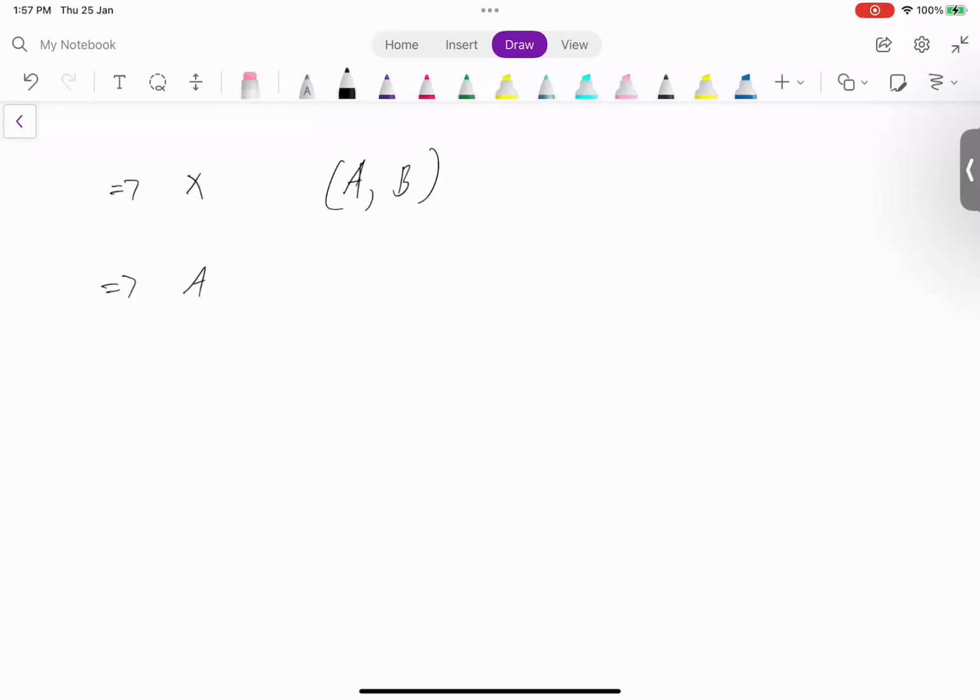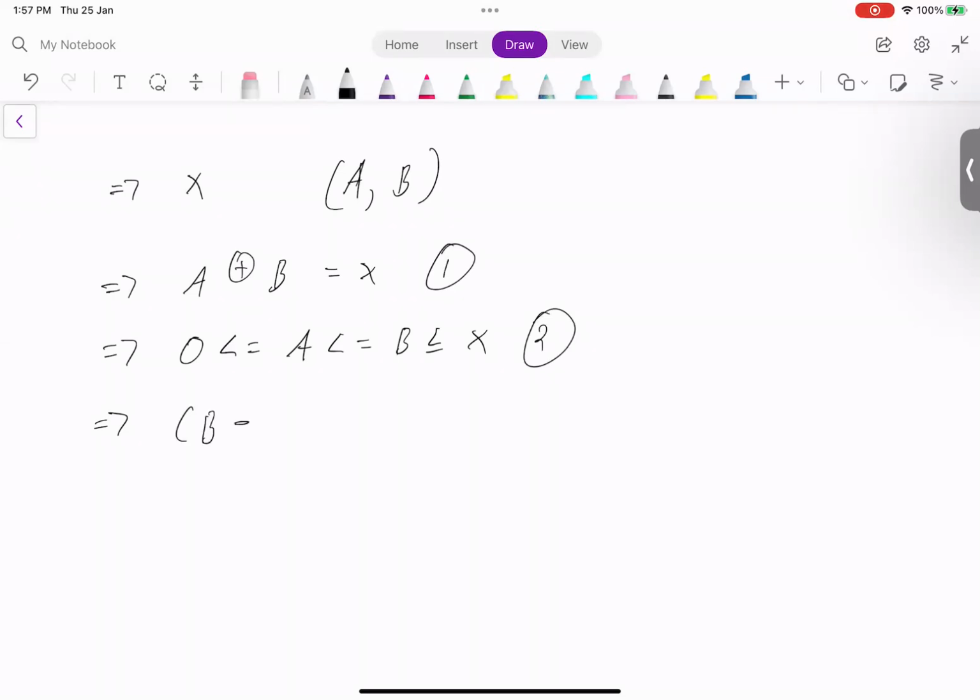That is, a OR b should be equal to x, and 0 is less than or equal to a is less than or equal to b is less than or equal to x. This is the first condition, the second is the range, and the third condition is that the difference b minus a should be as small as possible. So we need to find out the number of pairs a, b which satisfies all these three conditions.